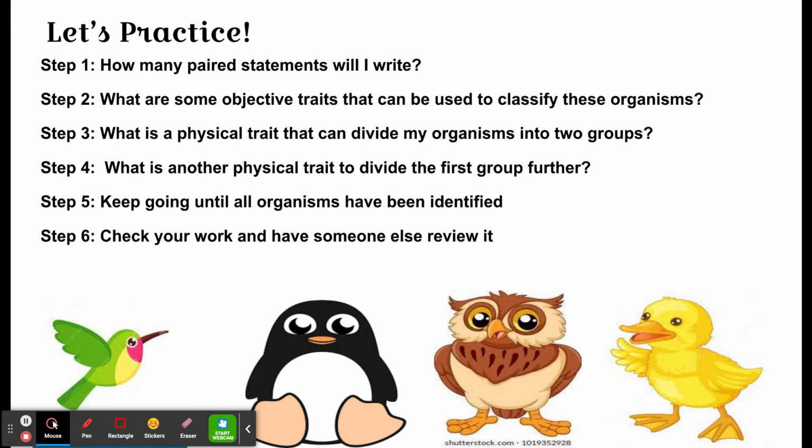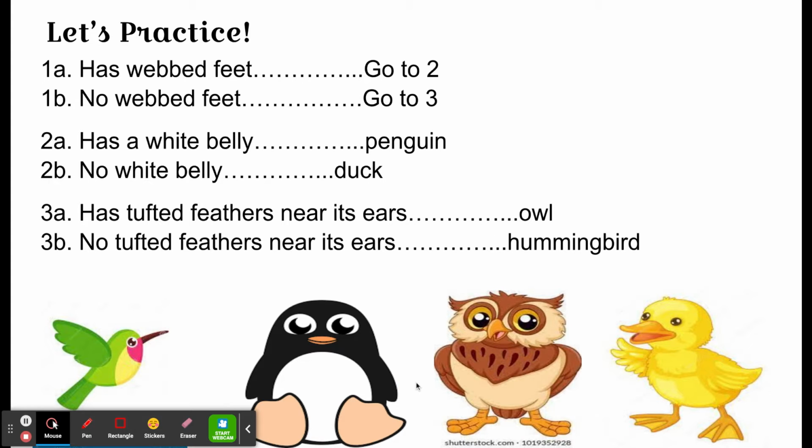So we're just going to follow the 6 steps that I've described in the previous slides and practice it. So here we go. If you look at this, remember we said we would have 1A, 1B, 2A, 2B, 3A, 3B. The physical trait that I selected was has webbed feet. If it has webbed feet, the person's going to go to step 2. If there's no webbed feet, they're going to go to 3. So just notice how it goes in chronological order. Basically, your first group, your A group, is going to be the even numbered steps, and your second group, your B group, is going to be the odd numbered steps, unless you've identified the organism, correct? So 1A has webbed feet.